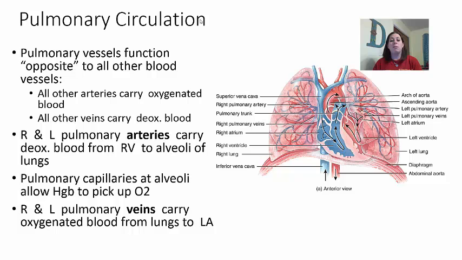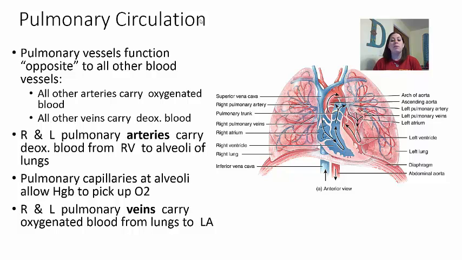The right and left pulmonary arteries are carrying deoxygenated blood from the right ventricle of the heart to the alveoli of the lungs. They're going to drop carbon dioxide off and pick up oxygen. Now that they've picked up oxygen, the blood now has oxygen, and now it appears more of a reddish color. So the pulmonary capillaries is where this exchange is going to take place.